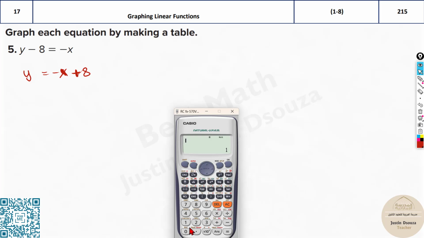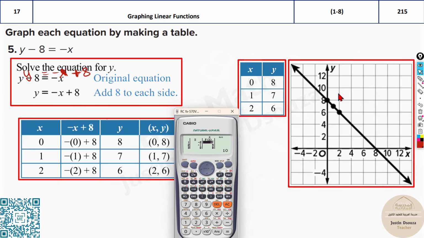Step is always 1, not 0. Okay, this is it. So these are the values you can see over here. These are enough. You can graph it out. You can see the graph is something like this. So this table is enough, x and y.